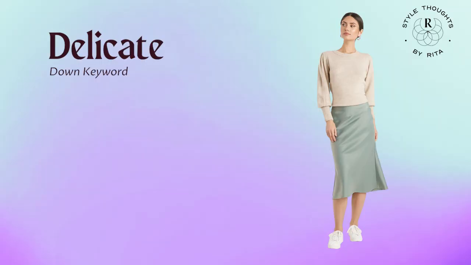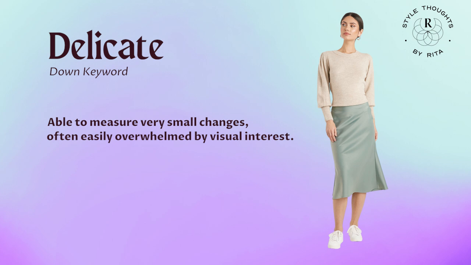The dictionary definition is able to measure very small changes, often easily overwhelmed by visual interest. Delicate to me is not related to your personal coloring or your body type. It's just the way that clothes make you feel. You don't like for clothes to feel too harsh, don't want things to feel too intense, and the important thing is to learn how to be gentle with yourself. I have a video on delicate essence, and I'm going to link it in the description below because it's a big topic. Our next word is understated.